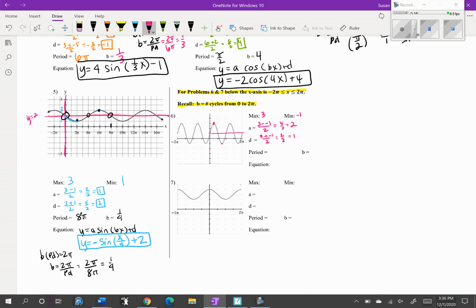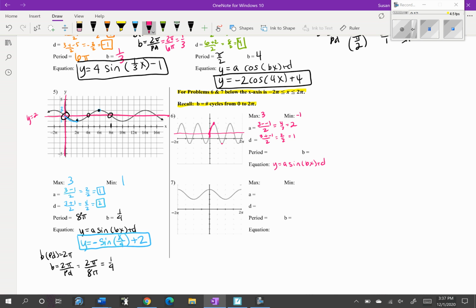So that is right here. And then you could check your amplitude by counting up 2 and down 2 from the midline, just to make sure it works. Because remember, your graph should always oscillate back and forth between that. So I can see that I'm starting on the midline on the y-axis, which means this is a sine equation. So I have my a and my d values. I need to find my b value, which means I need to find the period.